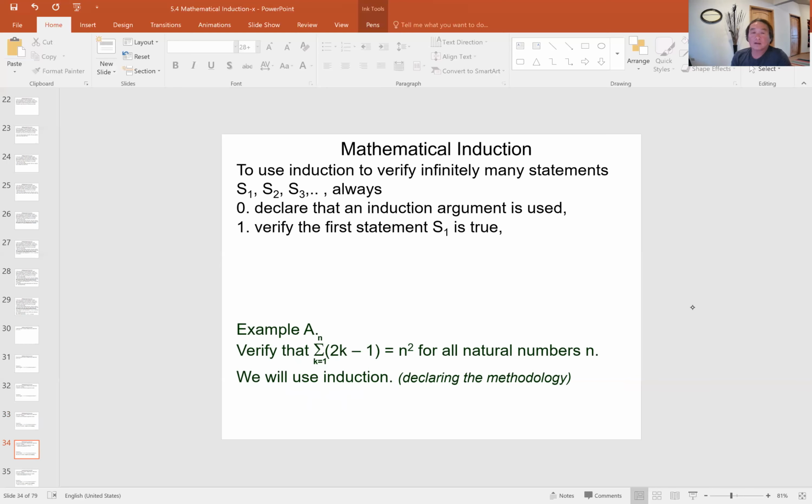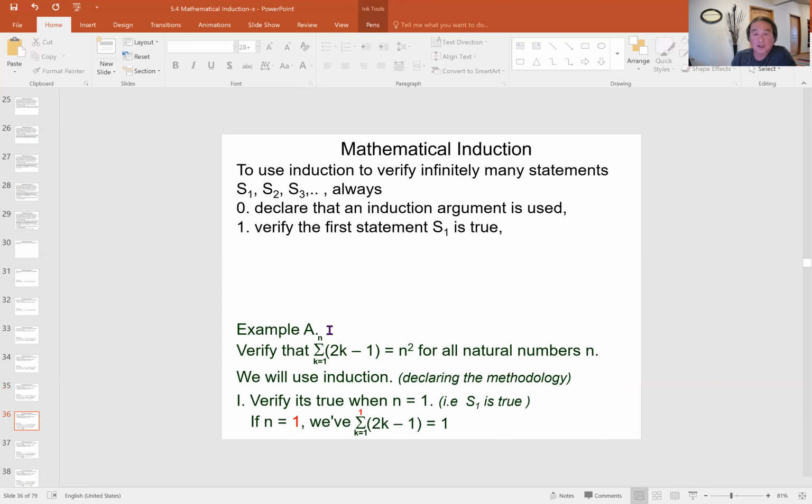So what we're going to do is verify the very first statement. What do we mean by the first statement? It means that n is 1. There's only one number, 1, and 1 is 1 squared. Check. So the formula worked. You can plug in 1.